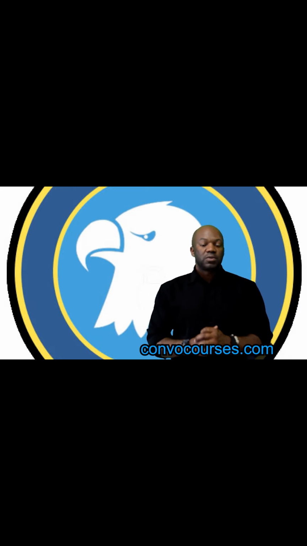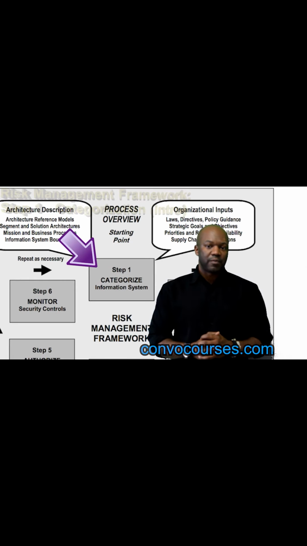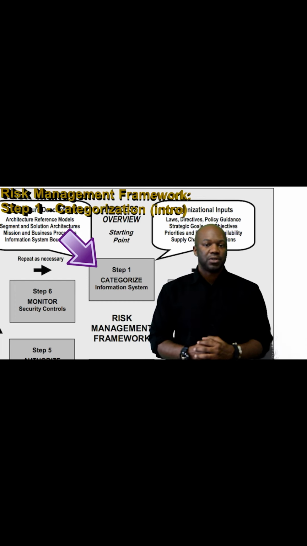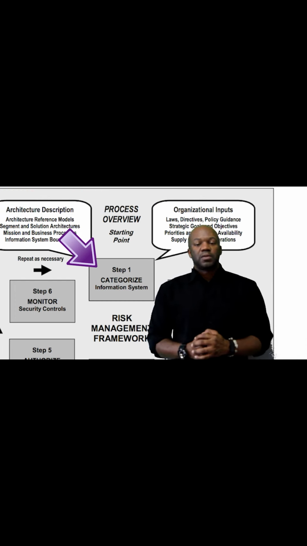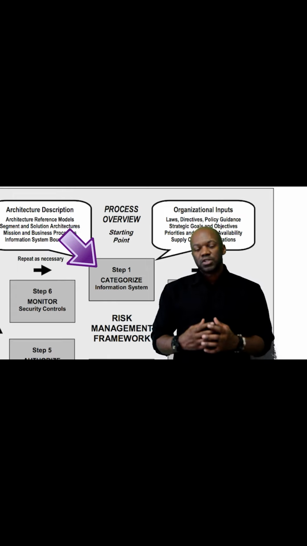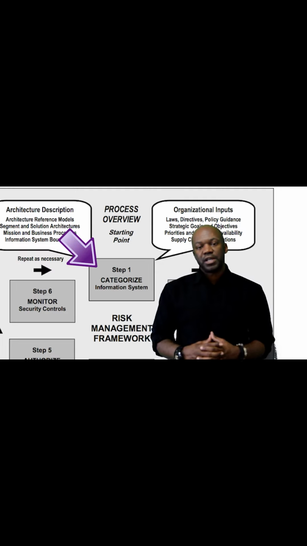Categorization of your system. This is in regards to the risk management framework process, and this is just an introduction to the first step that you use in the risk management framework process. This is all FIPS 199 stuff. How do we actually determine what security categorization to give a system?